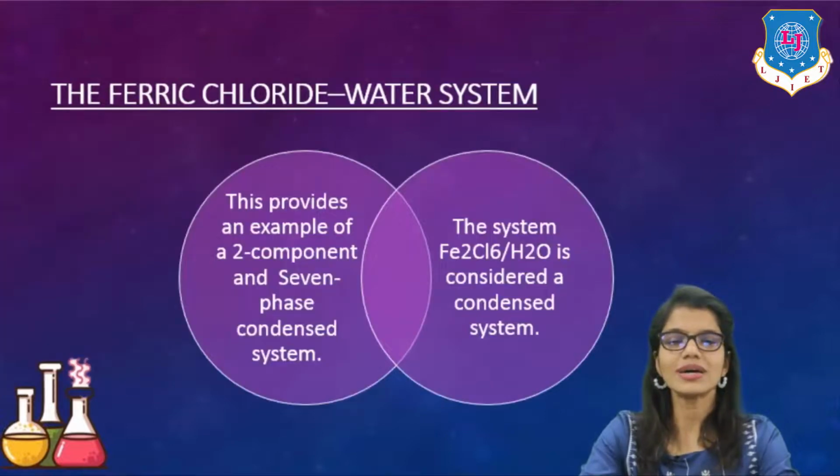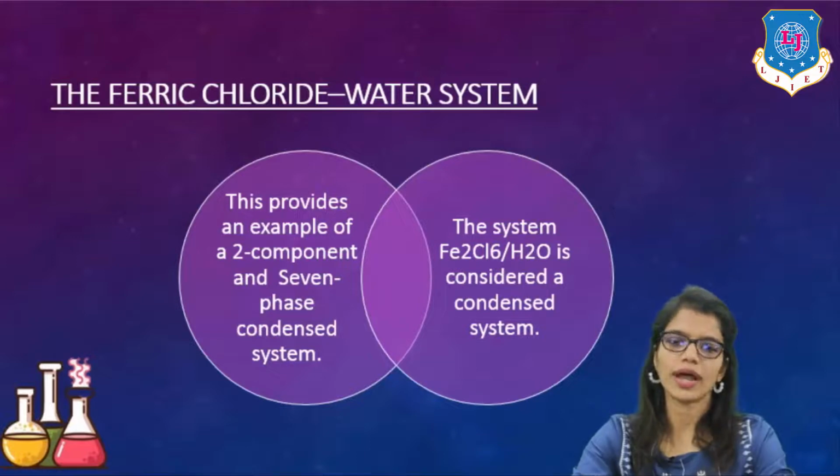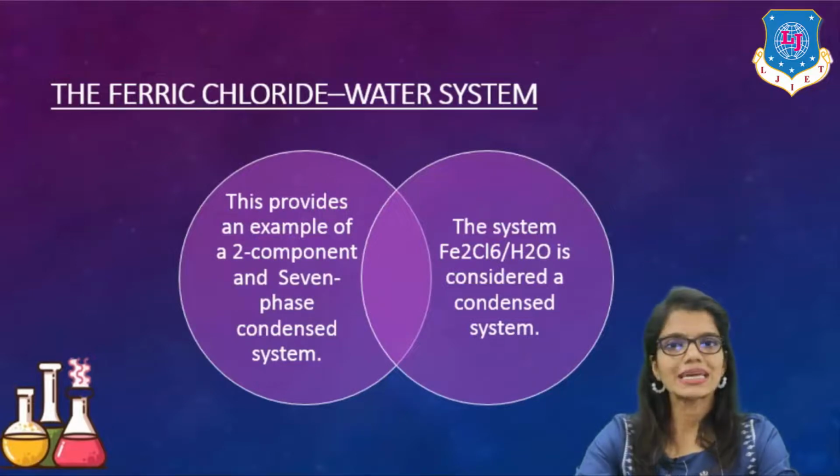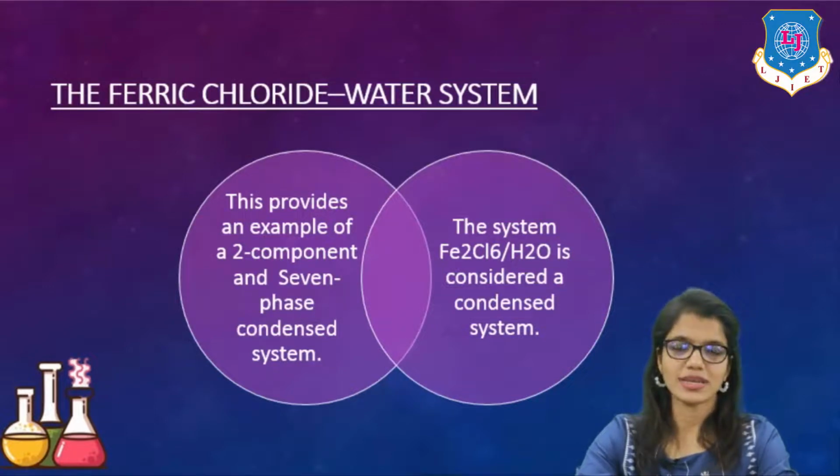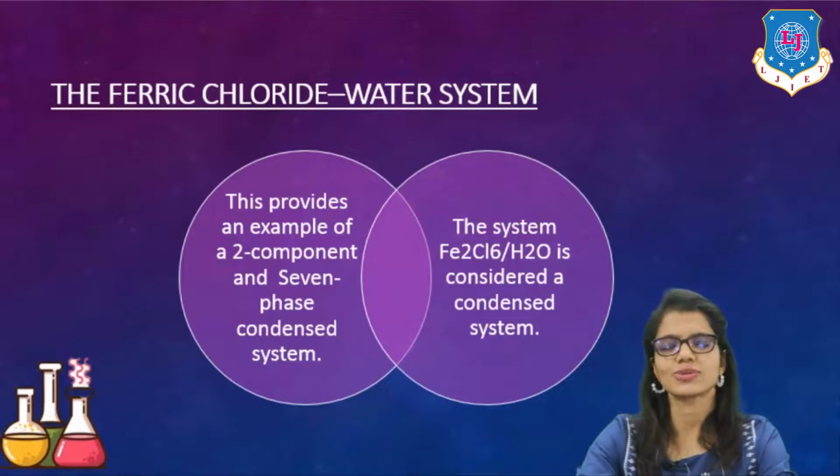Let's move on to the next one. The next system is the ferric chloride and water system. A very important, a very critical system. This provides an example of a 2-component and 7-phase condensed system. 2 different components are present and 7 different phases are present here. How is it possible? Let's observe it.